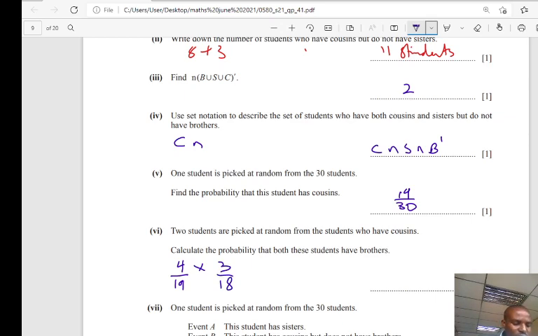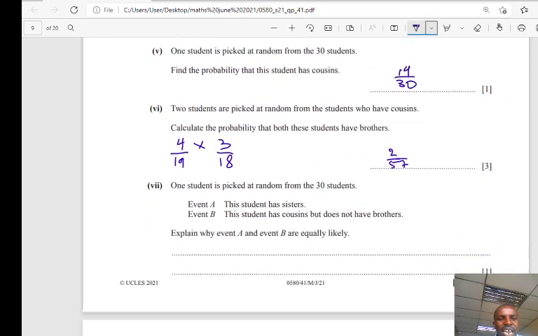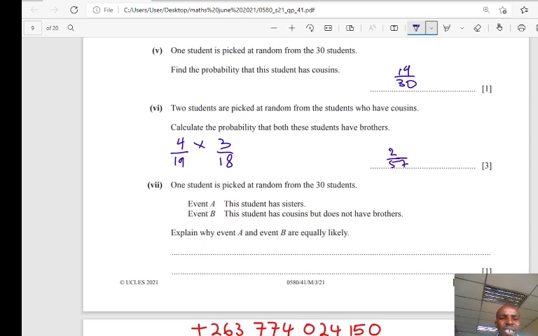Then you can multiply the two: 4 over 19 times 3 over 18. Then you get 2 over 57. You can give it as a decimal, but just leave this one in exact form like this. It's still correct.